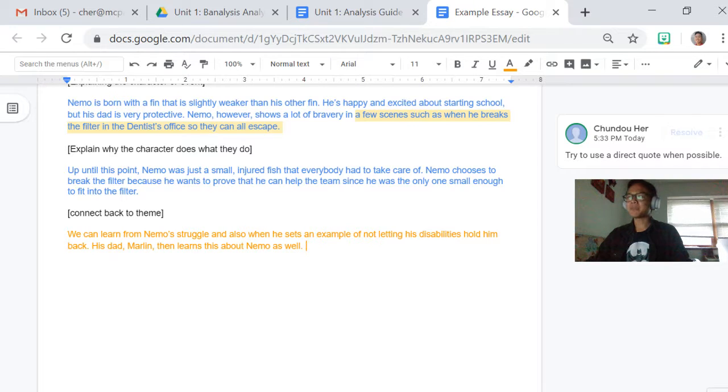So we can learn from Nemo's struggle and also learn from the times he sets an example of not letting his disabilities hold him back. His dad, Marlin, then learned this about Nemo as well.